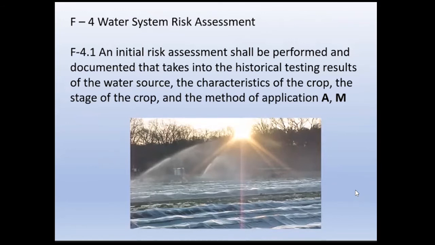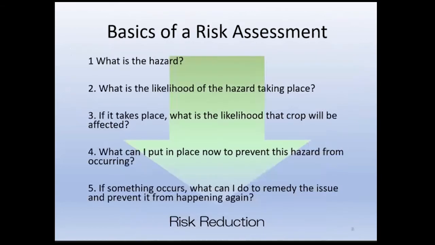You want to consider in your risk assessment the characteristics of the crop, the stage of the crop, and the method of water application. So this has the symbol A for assessment, and it is mandatory. So just to review, this is a slide from last week.